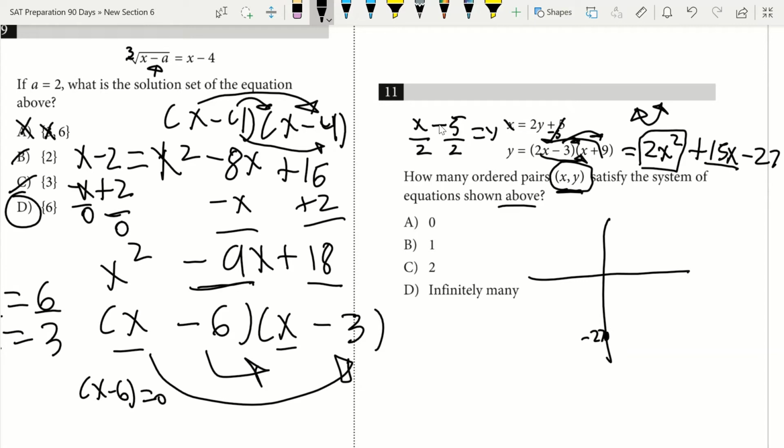A positive x means that we're going to have 2x squared plus 15 times a positive number, so we're going to go up that way. If we were to have a negative x, then I guess we would go down. So this isn't our minimum. Our minimum is going to be somewhere over here.